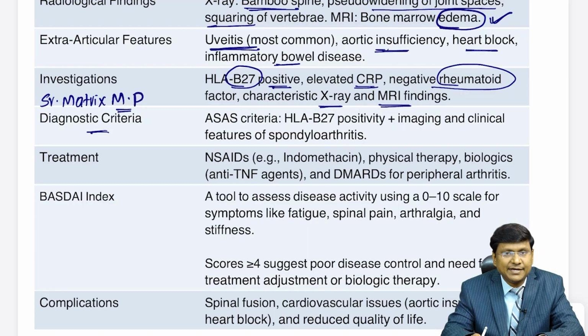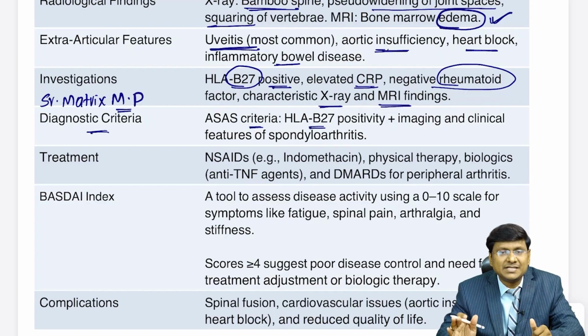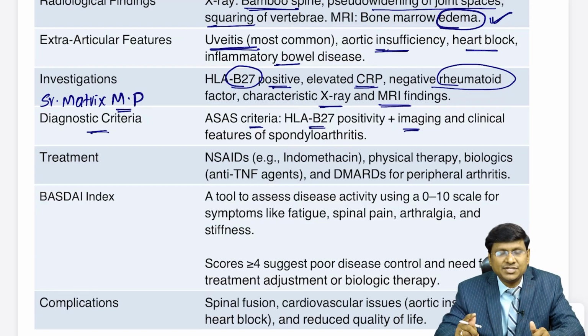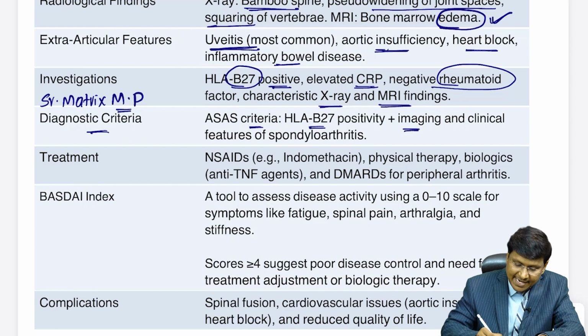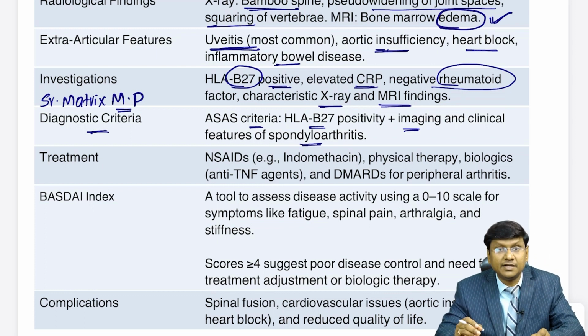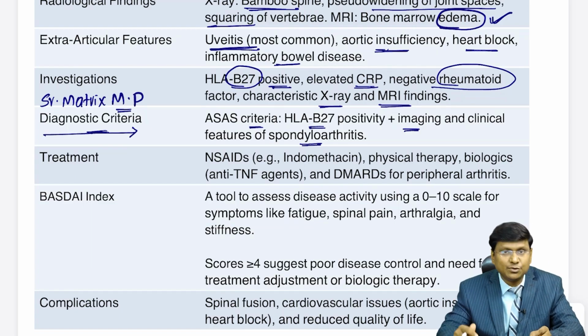Now, if you take the diagnostic criteria for ankylosing spondylitis, it includes, number one, HLA-B27 should be positive. Along with HLA-B27 being positive, the imaging, and what is that imaging? MRI as well as the X-ray. X-ray will show you that there is bamboo spine, and there will be pseudo widening of the joint spaces. And there will be clinical features of spondyloarthritis. So this will be the diagnostic criteria.